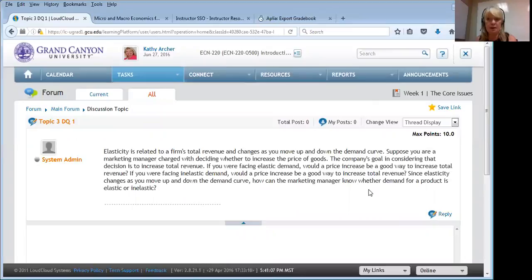So I hope that's been helpful to you. Think about those things. Think about every good and service as both elastic and inelastic. It depends on where you are on the demand curve, and think about how total revenue relates to elasticity as seen in those tables in your textbook.